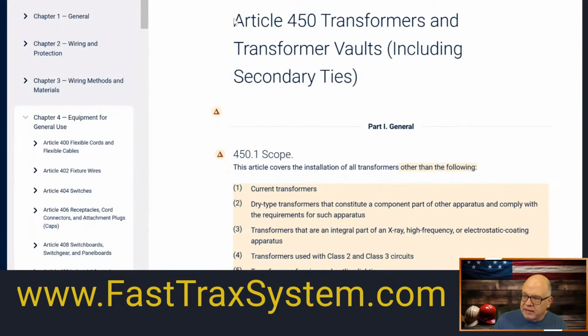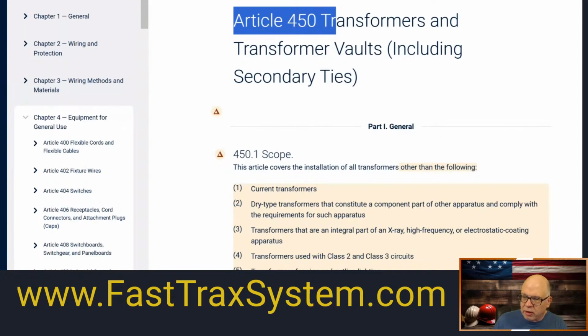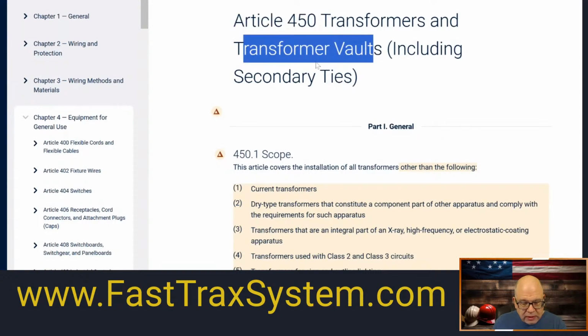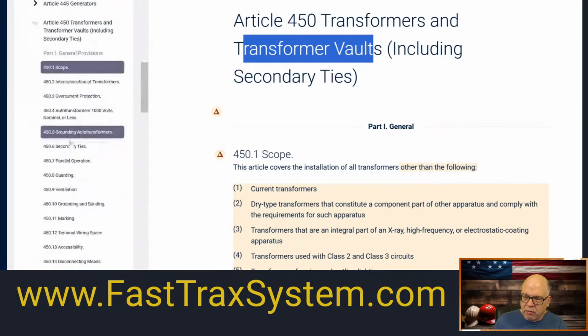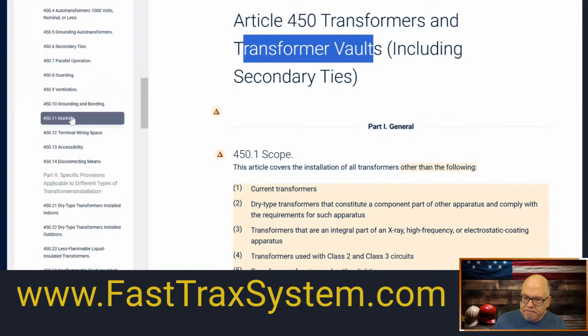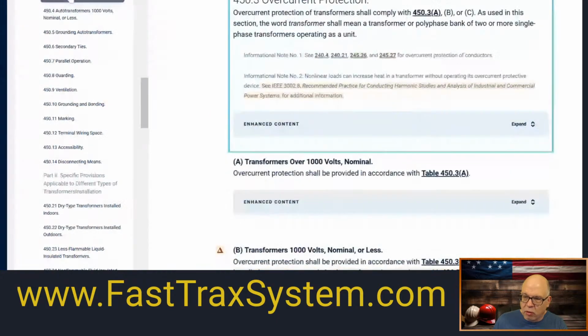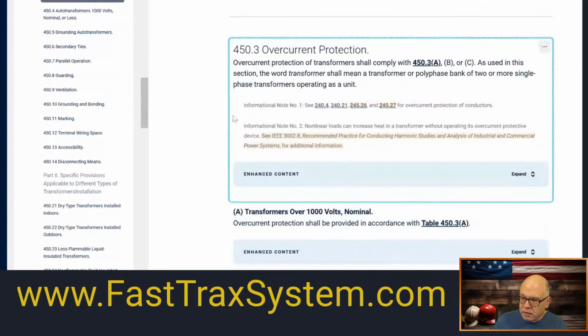So real quick, let's go to the NEC. So here's where we're at in the National Electrical Code, Article 450 for transformers. We're not going to be talking about transformer vaults. We're just talking about general for transformers. And what we want to spend our time on today is the overcurrent protection, as it is to the transformer itself.